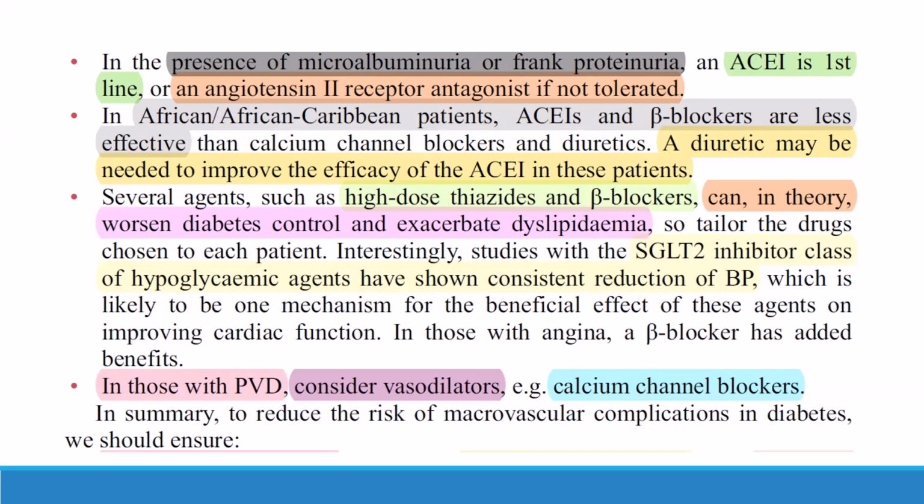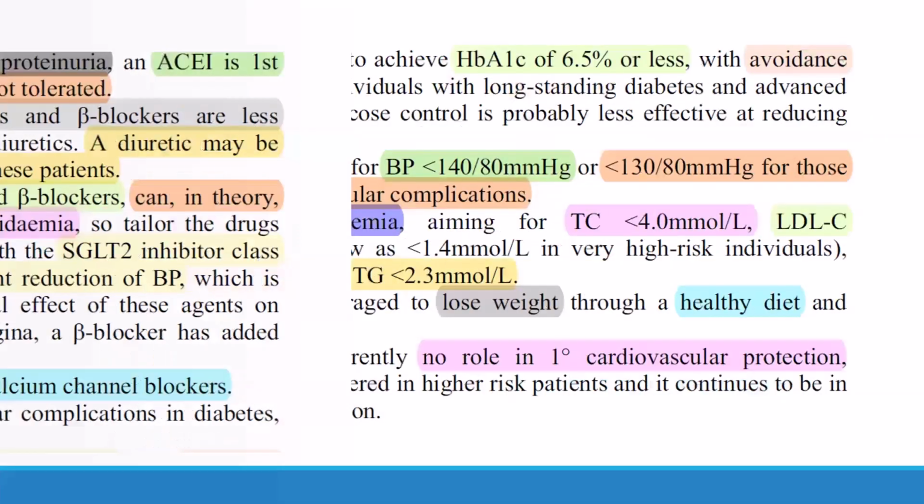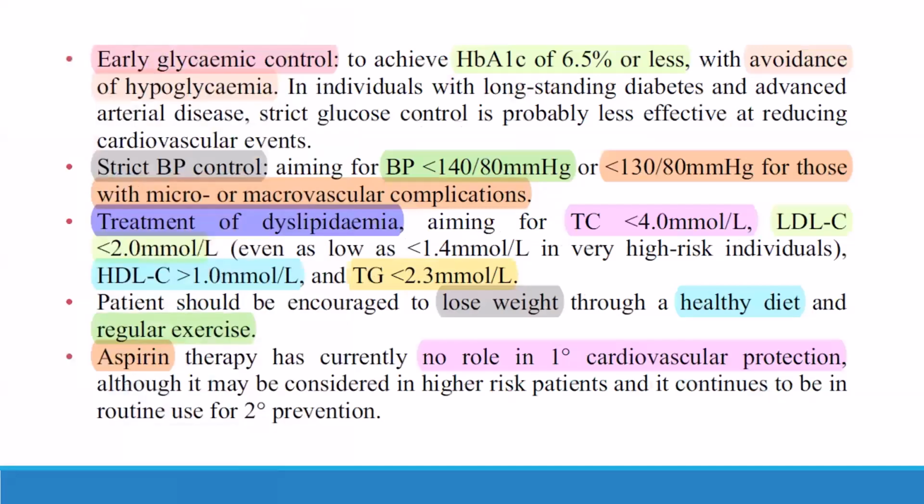The SGLT2 inhibitor class of hypoglycemic agents has shown consistent reduction in blood pressure, as we know. In those with peripheral vascular disease, consider a vasodilator like a calcium channel blocker. For glycemic control, aim for hemoglobin A1C of 6.5 or less with avoidance of hypoglycemia, and strict blood pressure control to the target: less than 140/80, or less than 130/80 if micro or macrovascular complications are present.